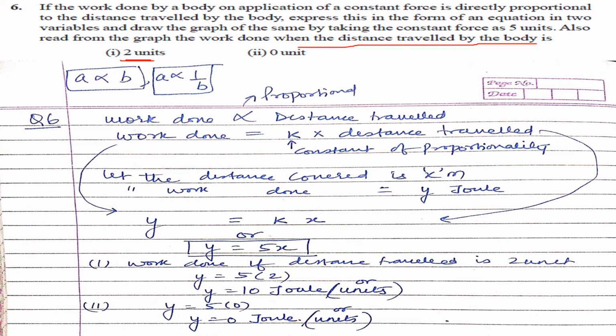So if distance is 2 units, you have to put x equal to 2. That makes y equal to 10 joules or units. If distance traveled is 0 unit, y is equal to 5 into 0, that is y equal to 0. So if a person, suppose a coolie, is taking a load on his head and he is not moving, that is, his distance traveled is 0. So how much work has he done? He has done 0 work. Okay, this is a simple concept of physics that you will study.